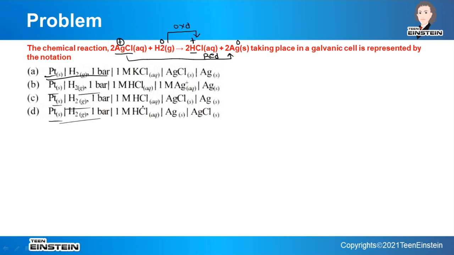But after that, if we look at the right hand side, here in the first case we have 1 molar KCl, that is Cl minus ion, then AgCl solid.